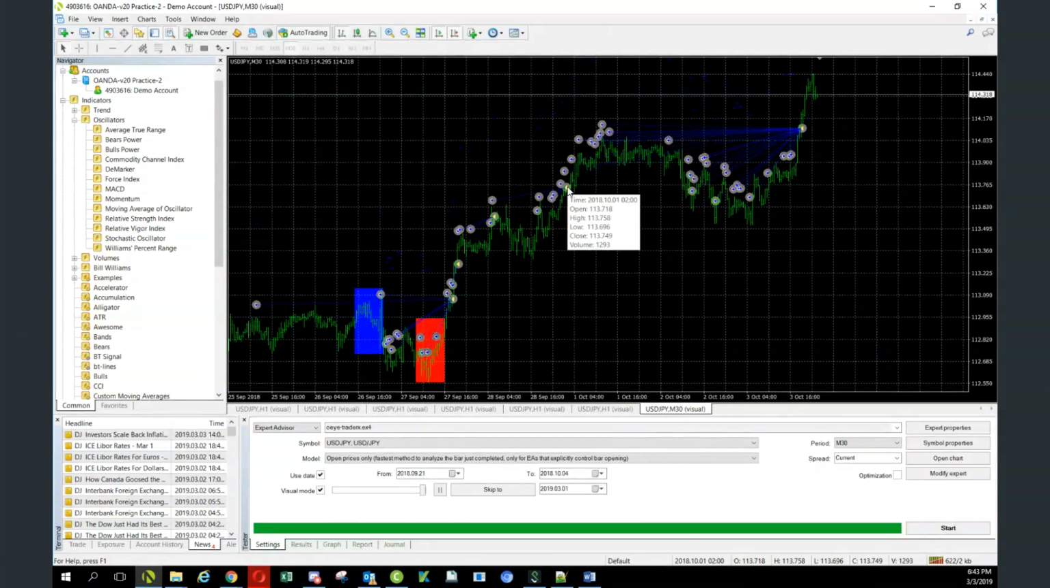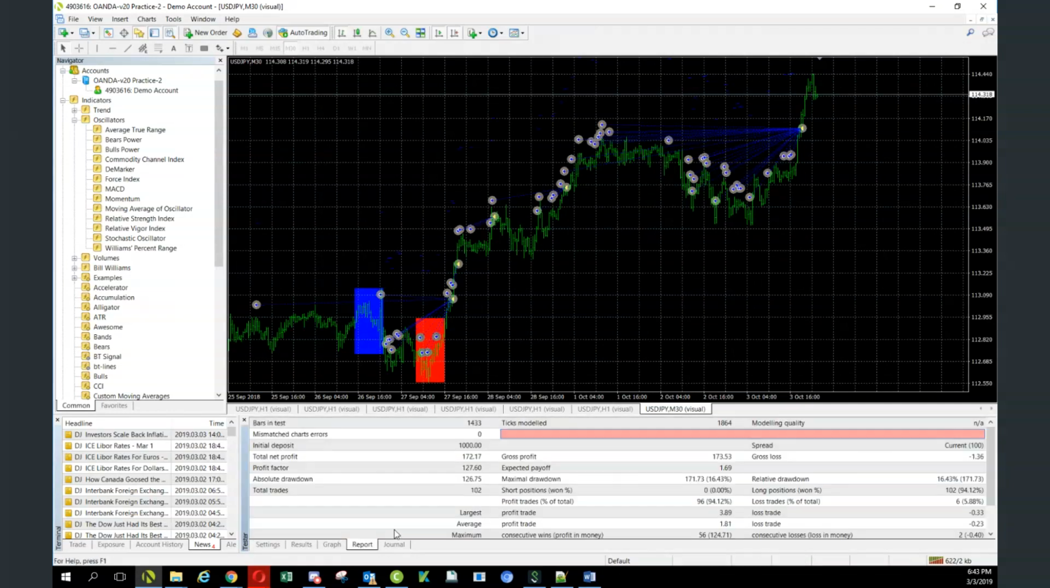All you're basically doing is letting the expert advisor open the trades, and the human has to close the orders and make the switches to the other side, uptrend or downtrend. Okay, so let's take a look. From here, we had a profit of 173, right?